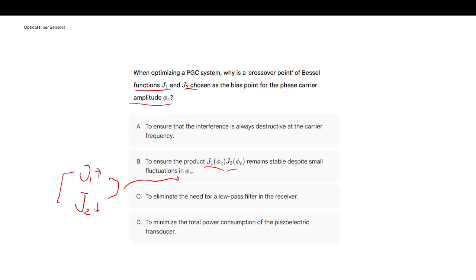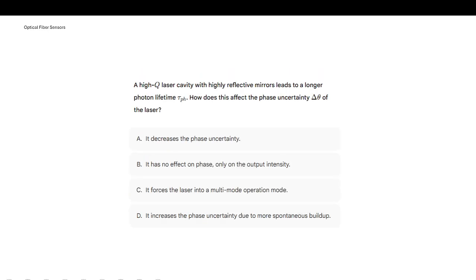Okay, this is good, you are doing good. This is not correct, this is also not correct, this is also not correct, this is correct. Moving towards the last question.